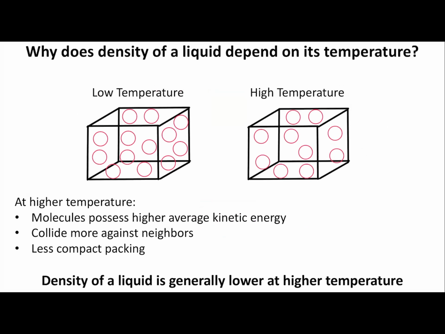We know that temperature is a measure of average kinetic energy of molecules. Hence, higher the temperature of the liquid, higher is the average kinetic energy of each molecule, the more it would collide and push away its nearest neighbors, and less compact would be the molecular packing. In other words, density of a liquid will be lower at higher temperatures, a deduction that is borne out by experiments for most liquids except for water between 0 and 4 degrees centigrade.